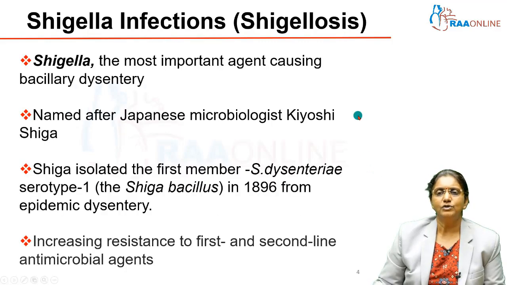The genus name Shigella was derived from the name of a Japanese microbiologist, Kiyoshi Shiga. The genus is named after him as Shigella. Kiyoshi Shiga was the microbiologist who isolated the first member, Shigella dysenteriae serotype 1. It's also known as Shiga bacillus or Shigella shigae. This was isolated as early as 1896 from epidemic dysentery patients.